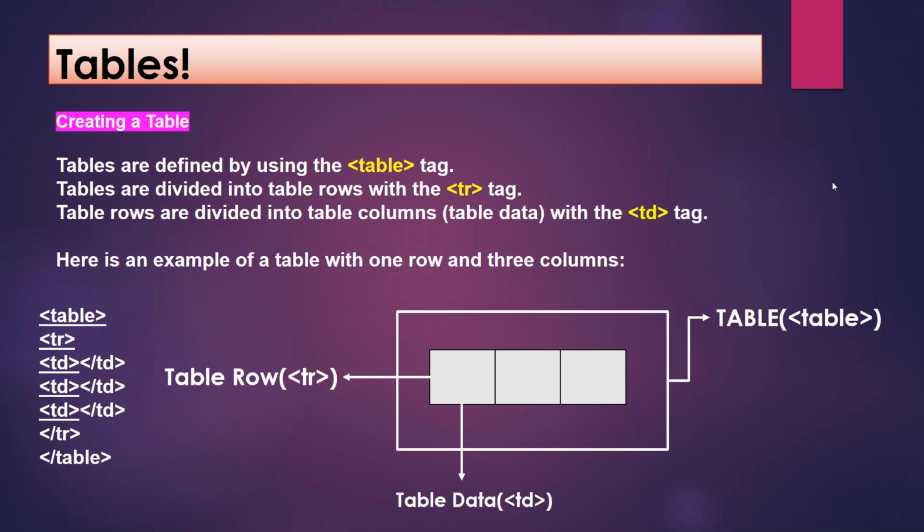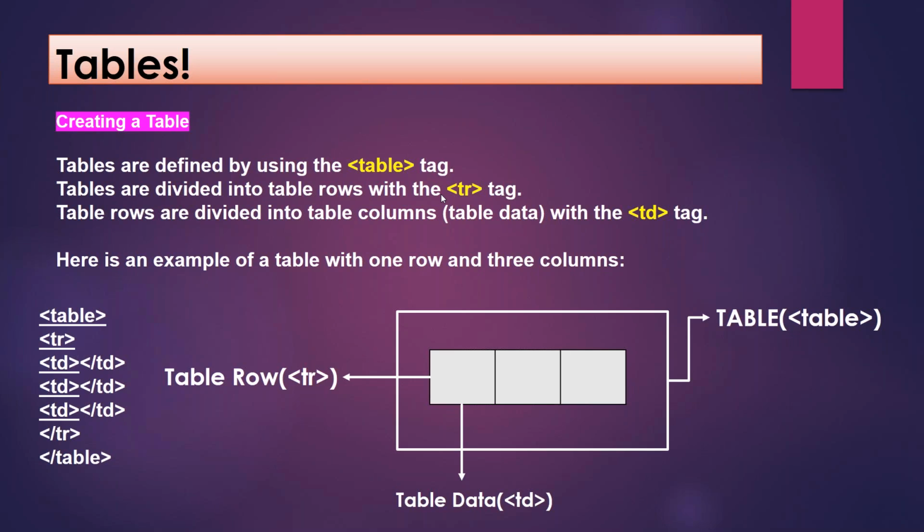Okay, we'll start with the tables. So here we can see table. The table is defined by which tag? It is the table tag. Then we always know a table is something which has rows and columns, right? To define a table, we need rows and columns.